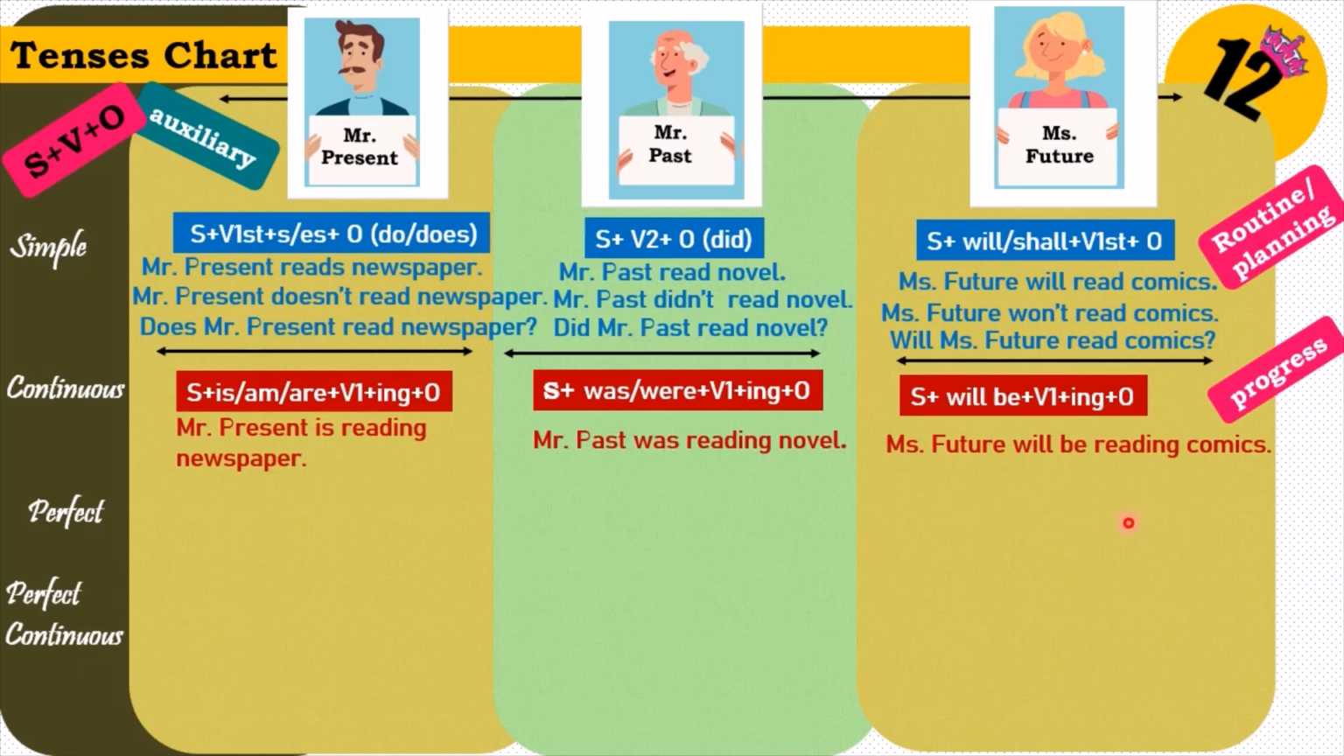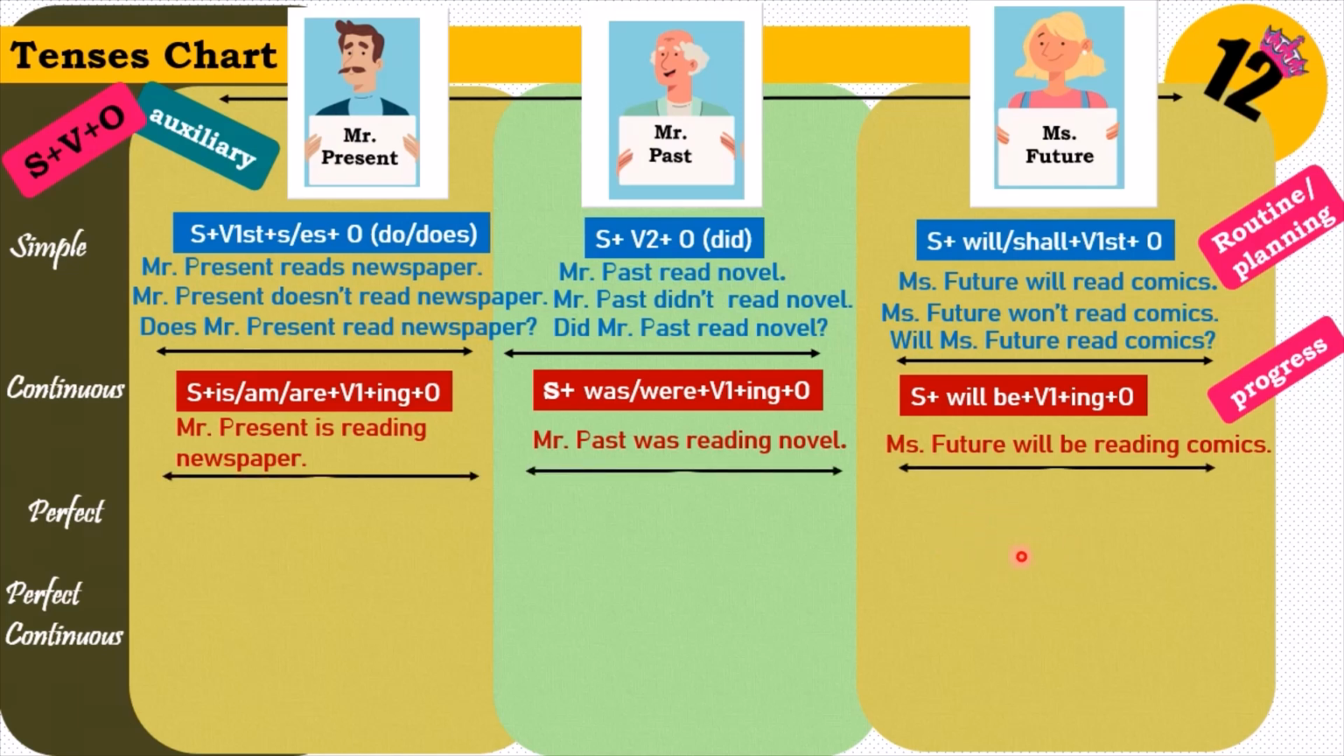In this sentence, Miss Future is the subject, will be is the auxiliary, and reading is the verb with ing. So it also shows progressive action. I think you are learning better.